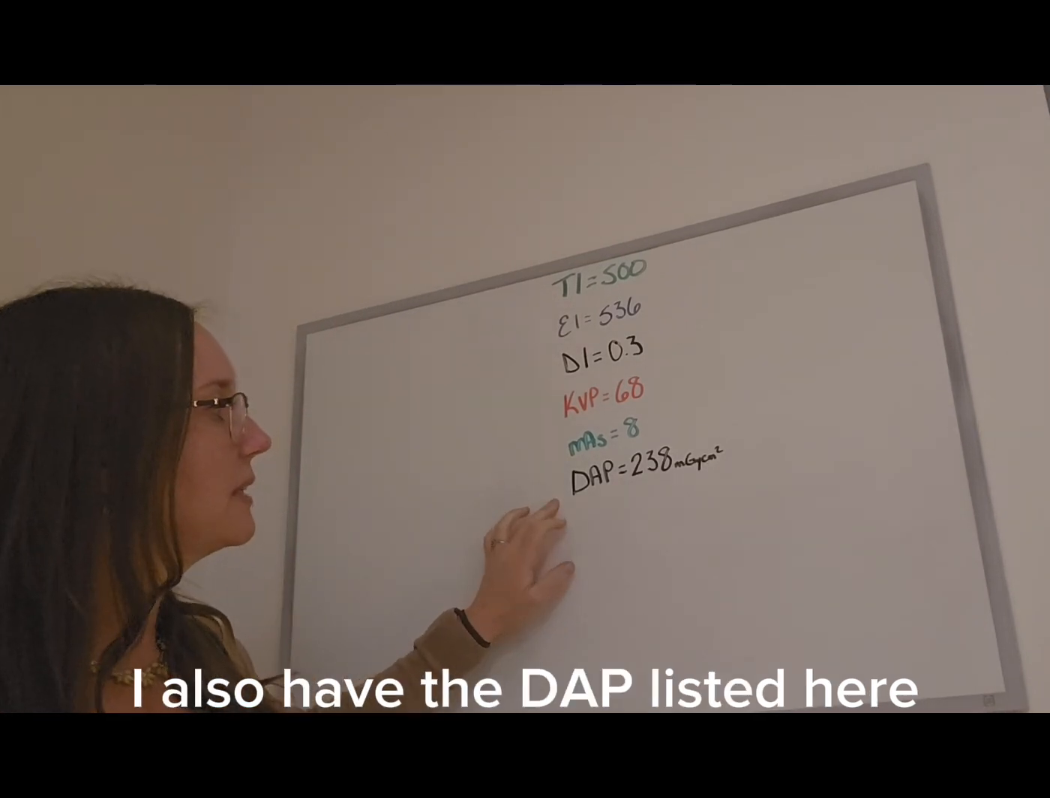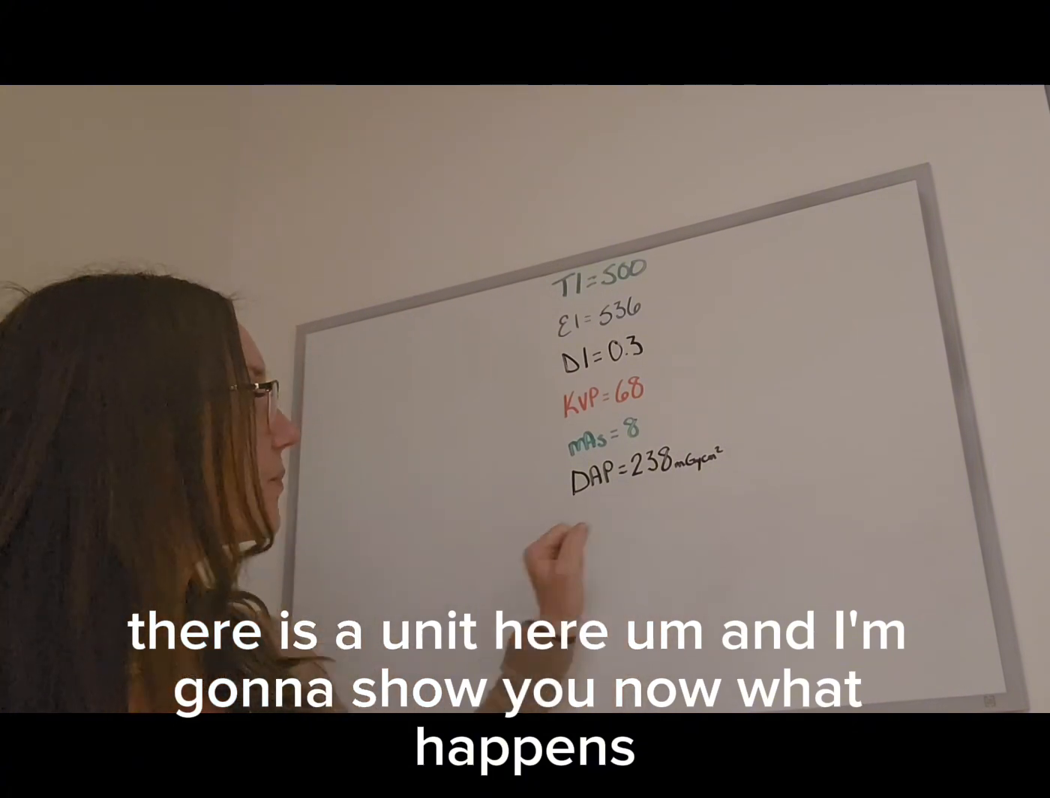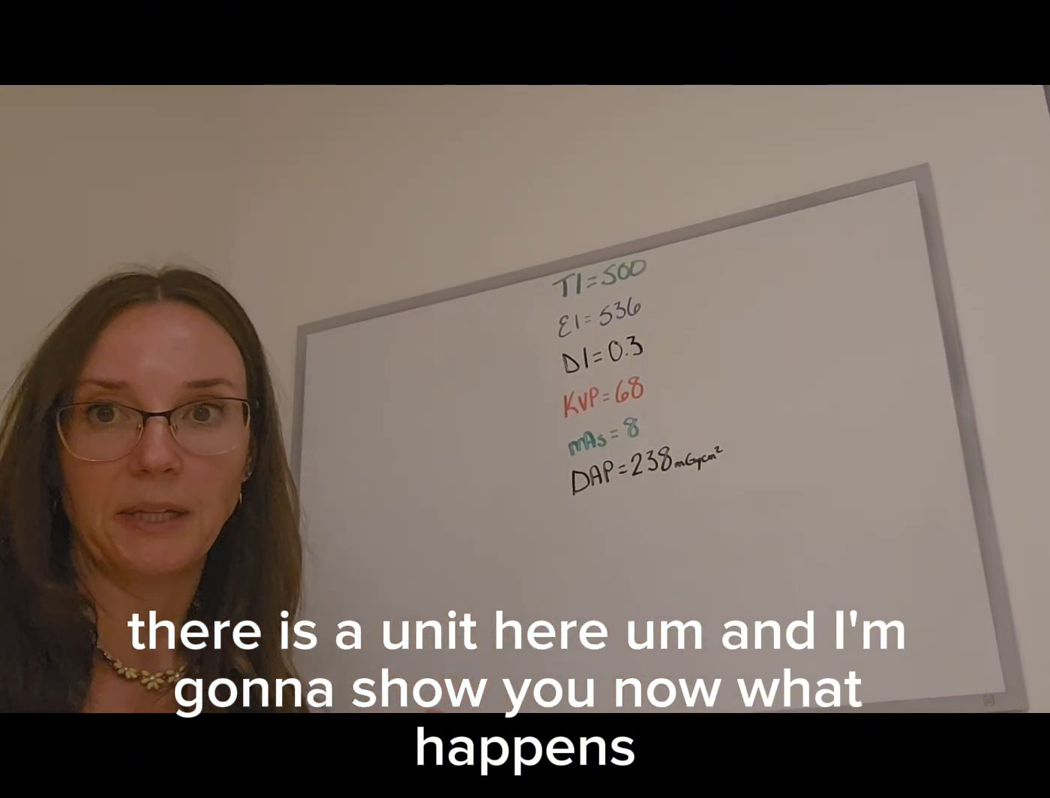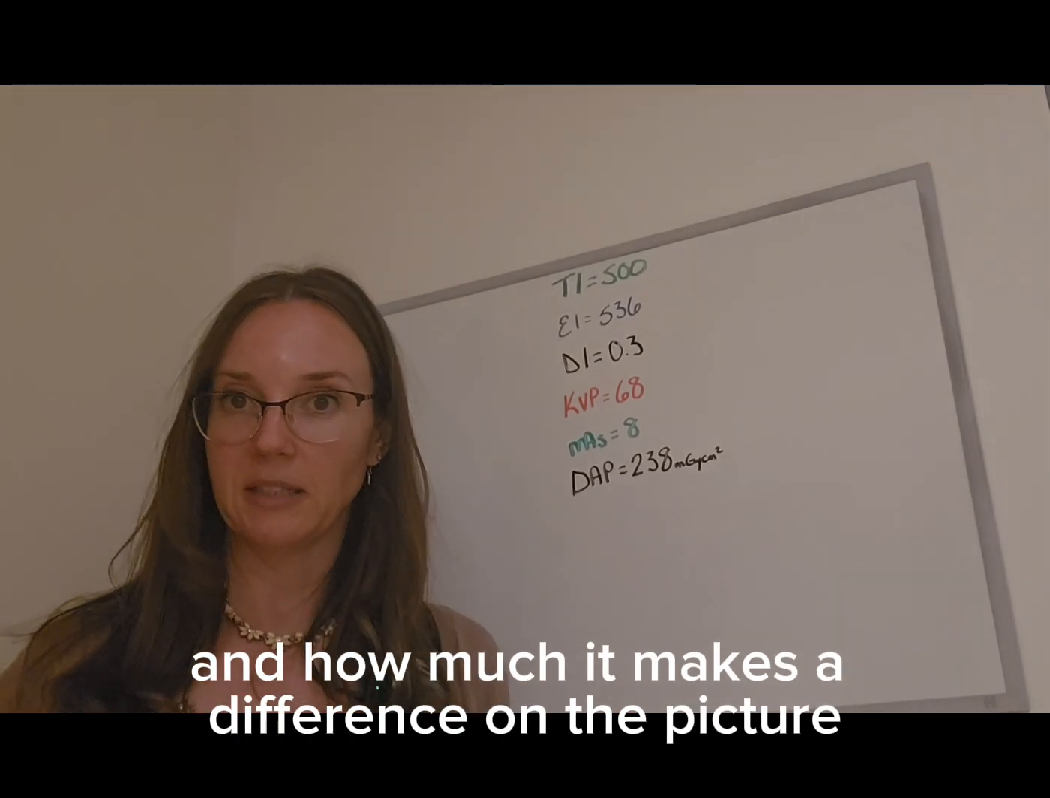I also have the DAP listed here. We had 238 milligray centimeter squared. There is a unit here. And I'm going to show you now what happens when we change one of the variables and how much it makes a difference on the picture.